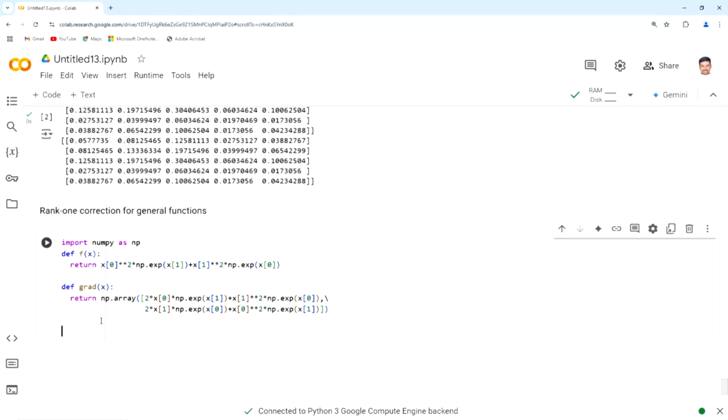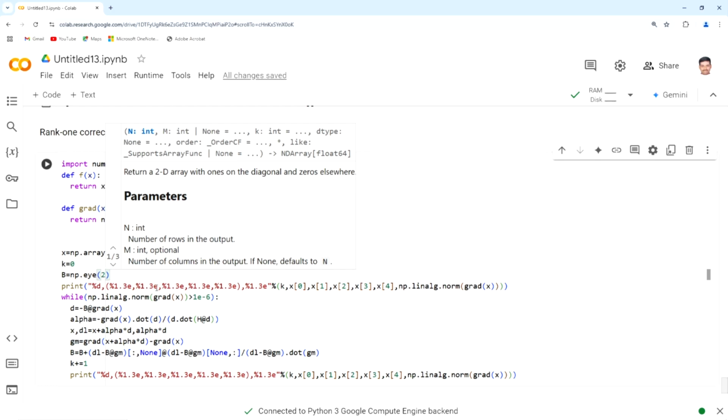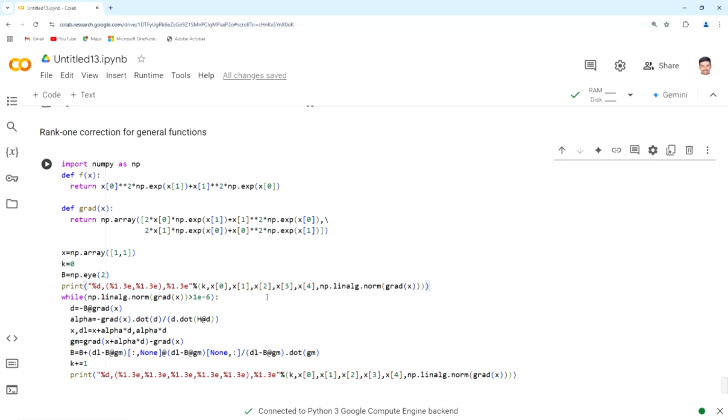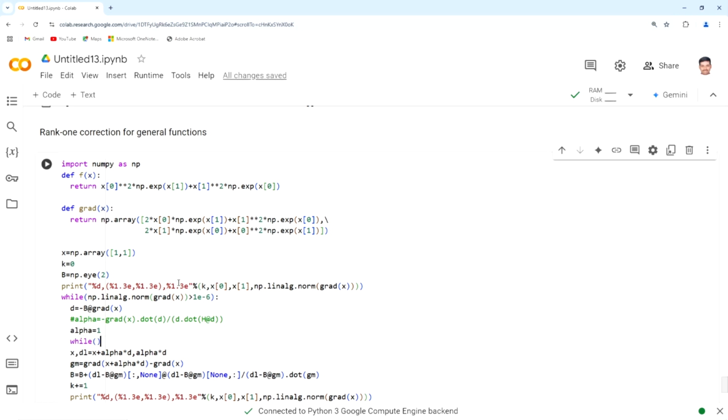Now, I will use 1 comma 1 for now, k equal to 0, b equal to I of 2, and since you have only 2, let me remove all of these. Okay. All right, this is all fine. Yes, now I have to remove this and use backtracking line search.